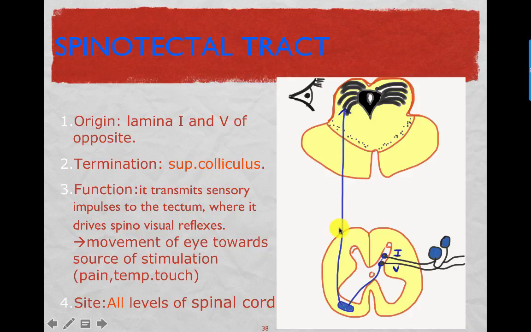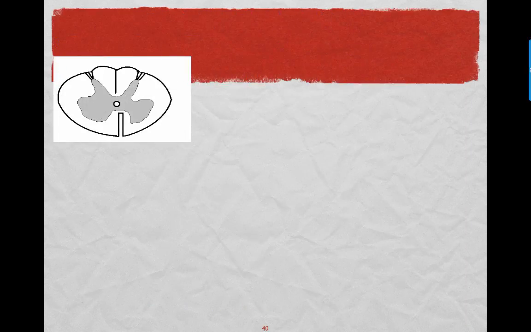Here, if you have been touched by pinprick on your right side, you will turn your eyes and head to the source of stimulation. So there is a coordination between spinal sensation and the visual reflex, the spino-visual reflex. So this is the function of the spinotectal tract.